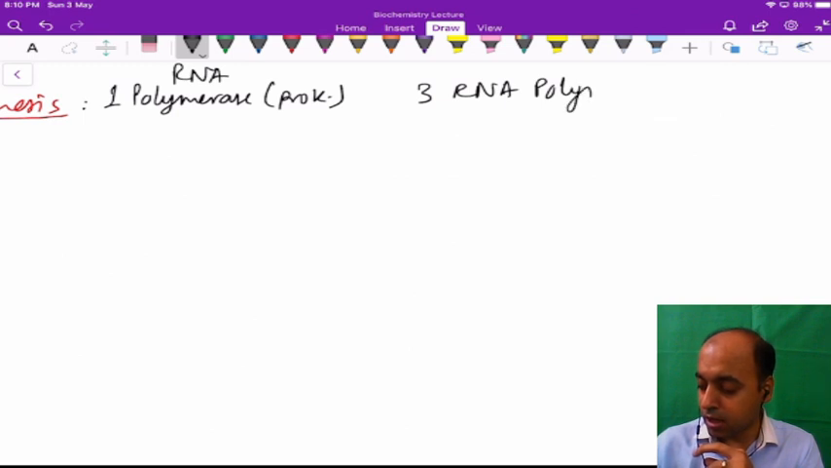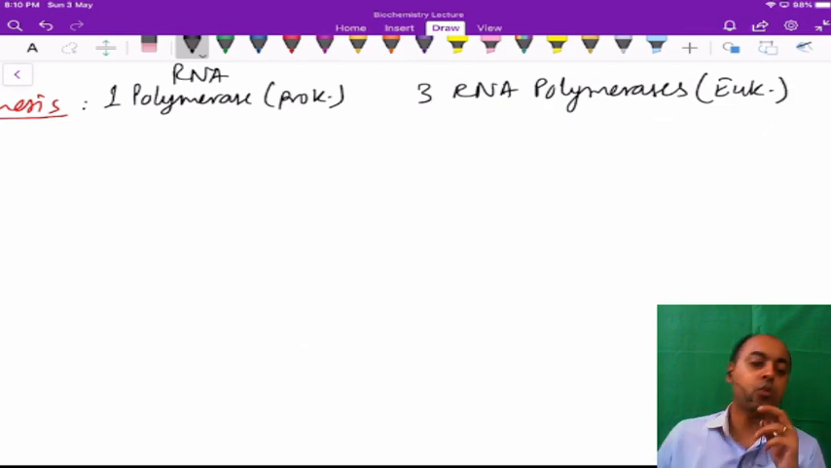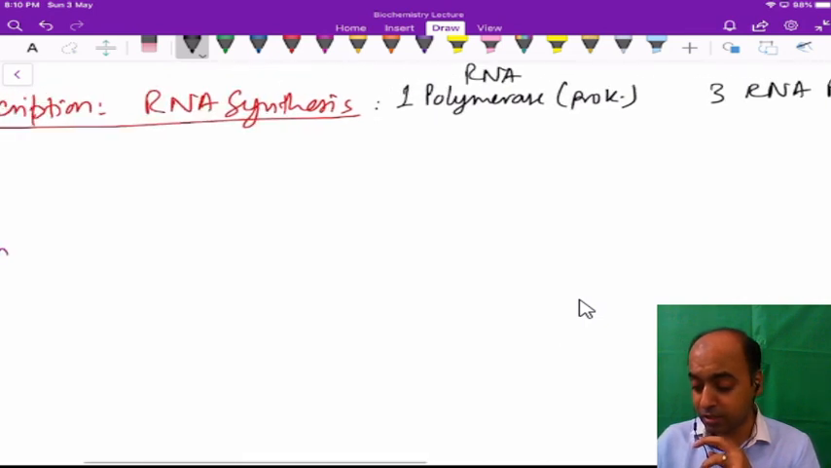The three RNA polymerases in the eukaryotes. In prokaryotes, we have a single RNA polymerase, and in eukaryotes, we have at least three RNA polymerases, labeled as polymerase 1, 2, and 3, which we have previously seen.